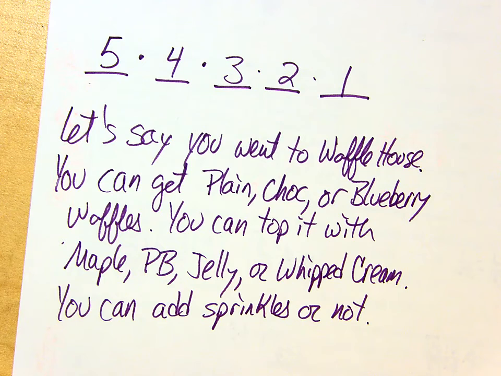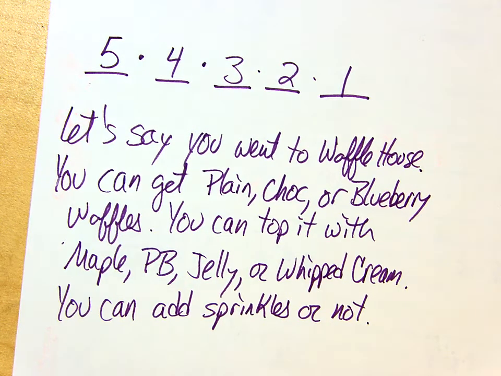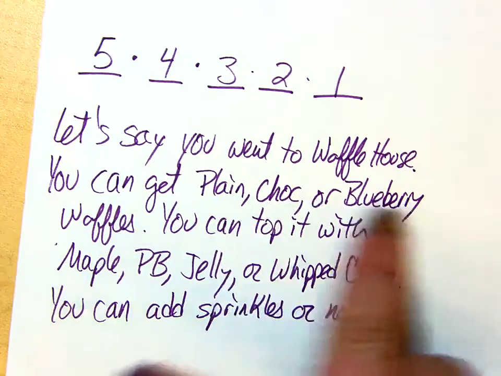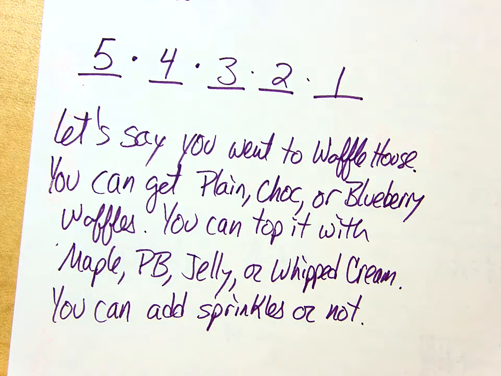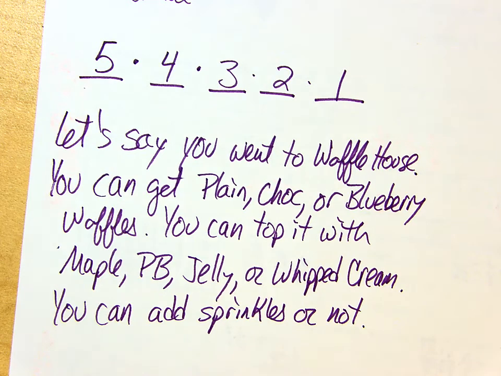That's like a billion. Well, we're going to find out. Now, it probably is a billion with their real full menu, because I'm sure you have a lot more options than this. But for simplicity's sake, we have 3 options for the type of waffle. Then we have 1, 2, 3, 4 choices for topping. And then you can add a sprinkle or not add a sprinkle. Let's assume you have to get either plain, chocolate or blueberry. You have to pick one of those. And you have to top it with one of these things. And then you can have sprinkles or not.